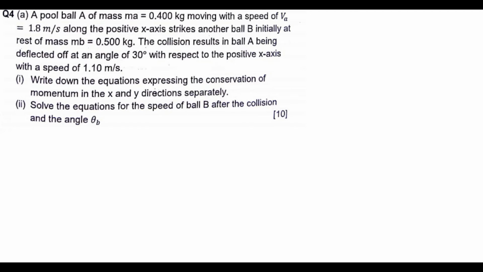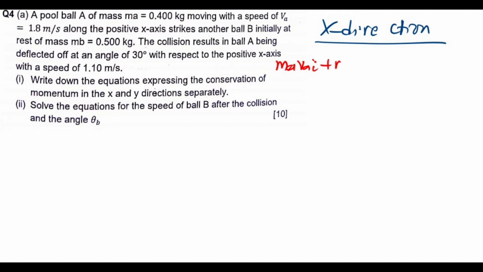The first question: write down equations expressing the conservation of momentum in x and y directions separately. It's the same thing which we are doing. So in the x direction, you start from the initial. We have MA VA initial plus MB VB initial is equal to MA VA final in x direction plus MB VB final in x direction. After reaching this point, we know that ball B was initially at rest, so we don't expect this one to be here.